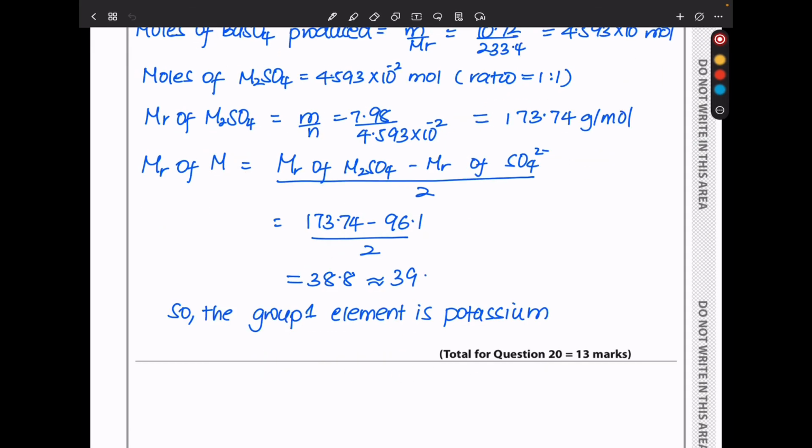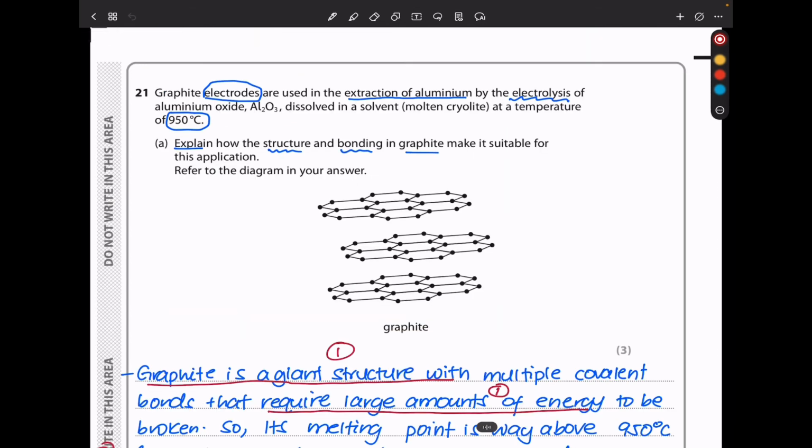So this brings us to the end of question 20. Let's continue to question 21. Question 21. Graphite electrodes are used in the extraction of aluminium by electrolysis of aluminium oxide dissolved in a solvent, or molten, in cryolite at a temperature of 950 degrees Celsius.